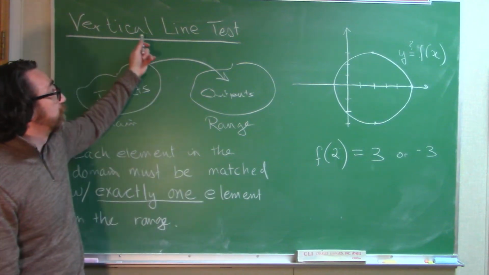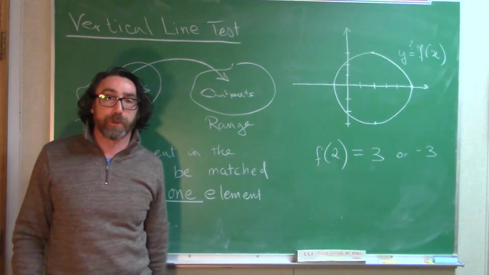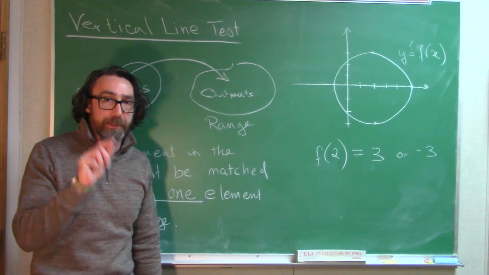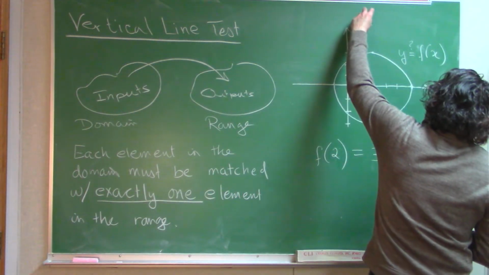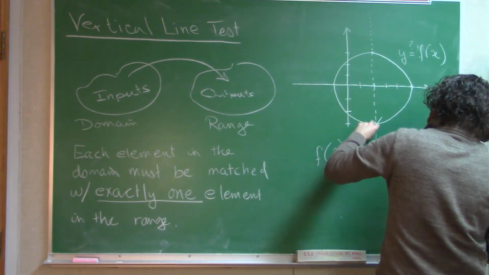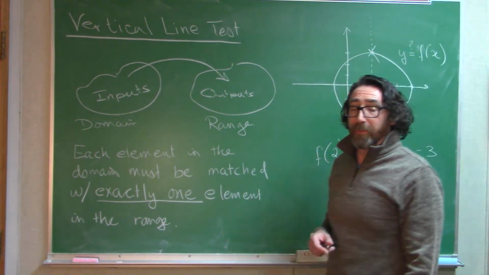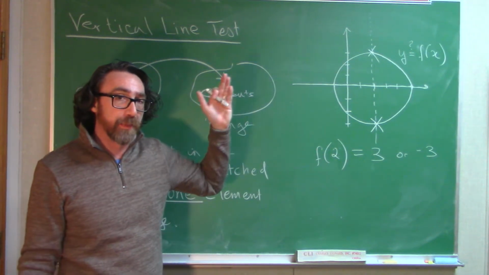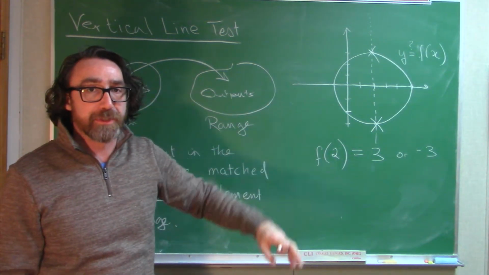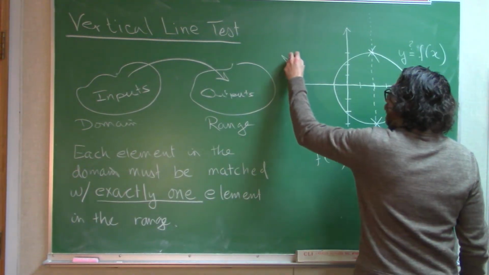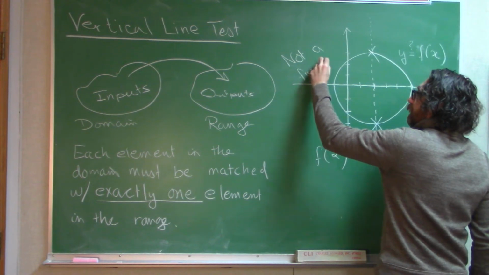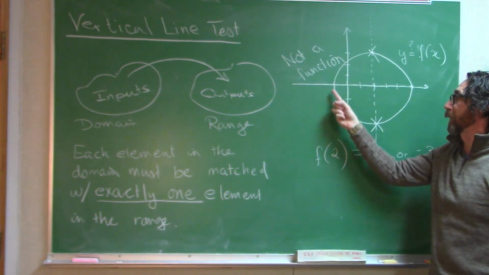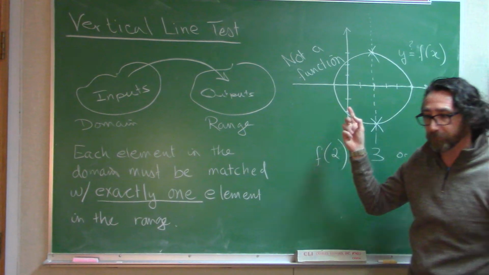You might remember this as the vertical line test. The graph of a function needs to pass the vertical line test. And what that means is that if I draw a vertical line that can intersect the graph in more than one place, if there's any vertical line that I can draw that touches my graph in multiple places, then this is not a function. Notice the x-axis does not count as the graph. By the graph, I mean this circle right here.